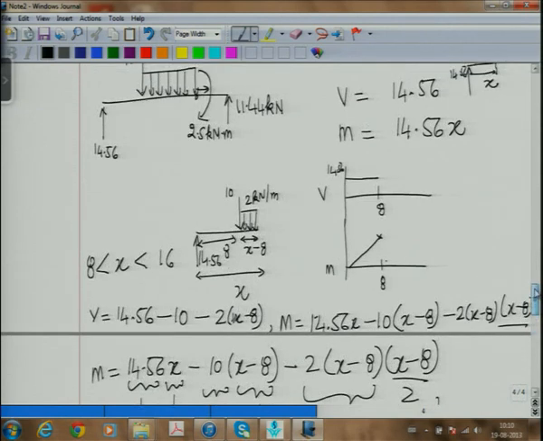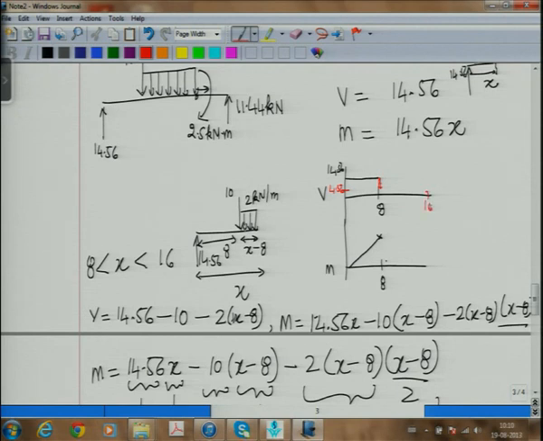So first of all, if I move to this diagram now, I will use the red color for the second part. In the shear force diagram, I had 14.56. The first thing which I do is minus 10. That means I come down to 4.56. Then I have minus 2 times x minus 8. So that means it's a linear thing which is going down, up till 16.